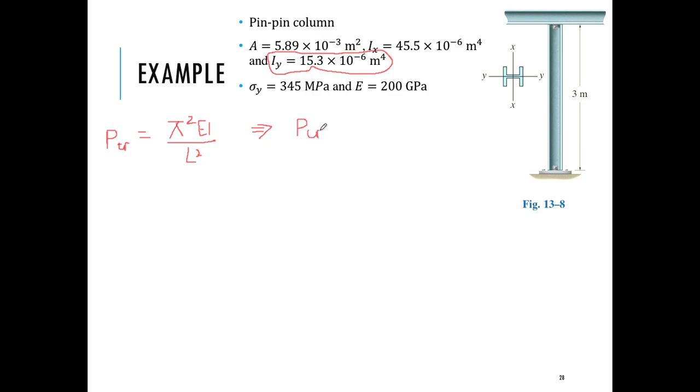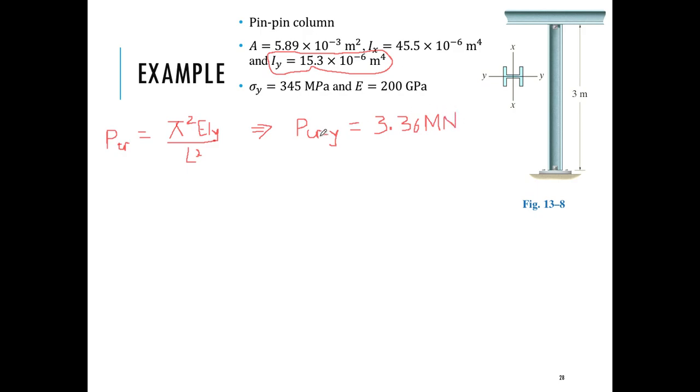I'm going to call this PCRY because it is the critical load for the Y axis. Similarly, there is also a PCRX, but that PCRX is larger than PCRY, hence if failure was to occur by buckling, it would be because of the critical load about the Y axis. If I plug in all the values, that is pi squared, E and IY, and for L squared I have 3 squared, then I get a value of 3.36 mega newtons, just by substituting in all the values.